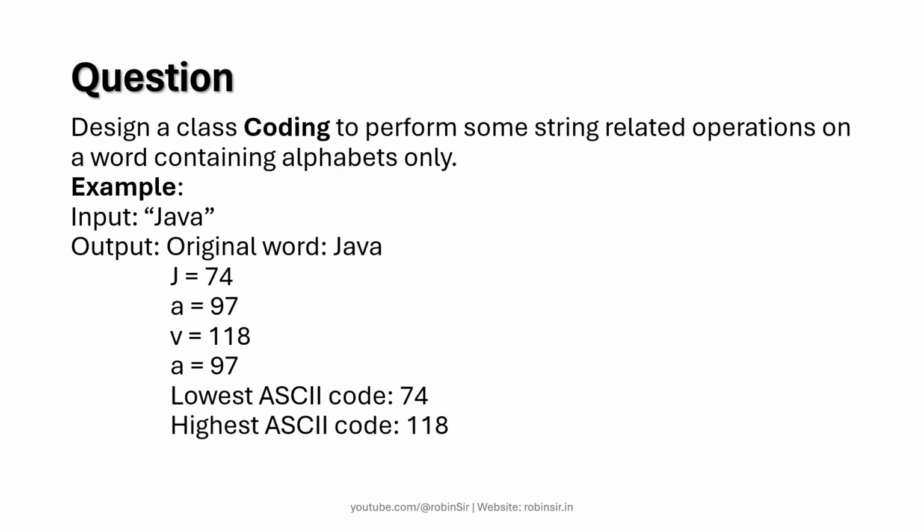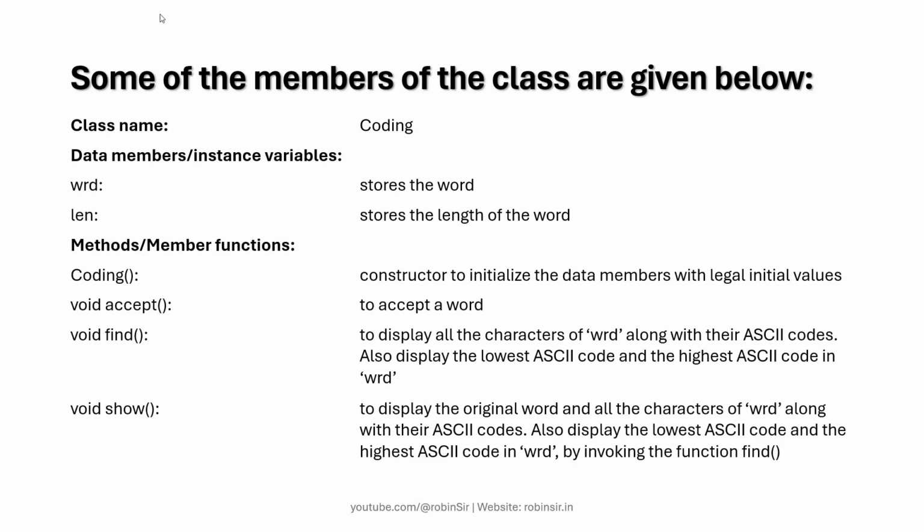When the user inputs Java, the original word is displayed. Then the ASCII code of each and every character gets displayed, and finally, the lowest and highest ASCII codes are displayed. Some of the members of the class are given below. Class name: coding. Data members: word to store the word, len to store the length of the word. Then we have some member functions.